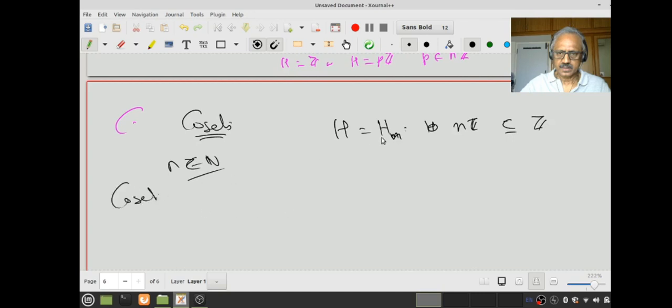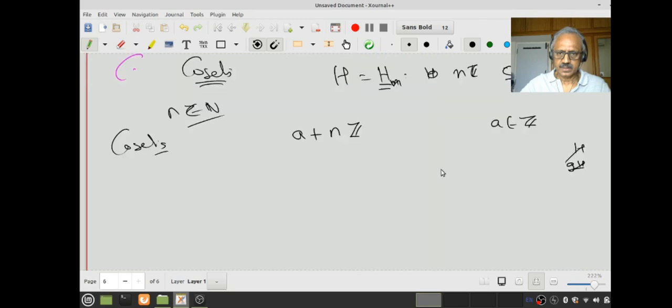Notice that this is an infinite group, and this is also an infinite group. What are the cosets? Cosets are of the form a plus n times Z, where a is some integer. Remember, if H is a subgroup, the gH are the cosets. Now something very interesting happens.